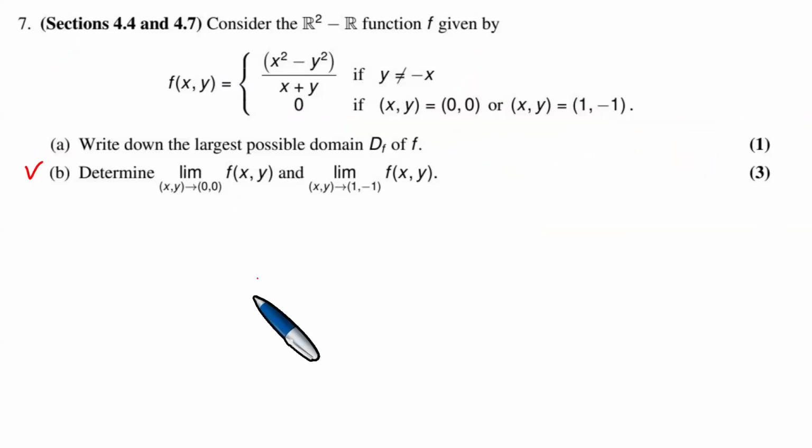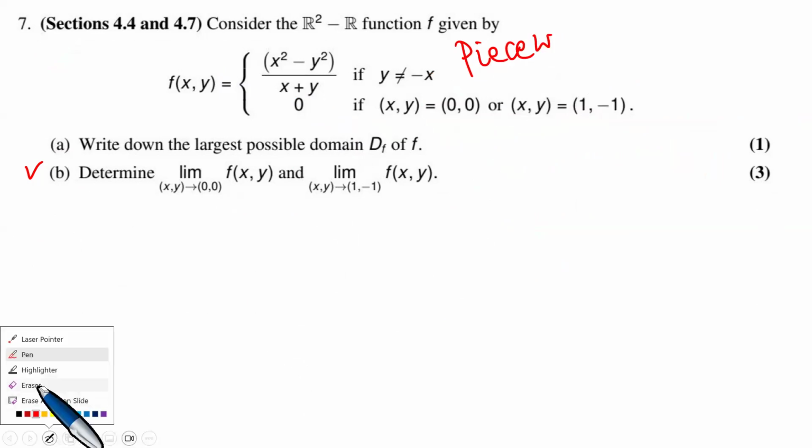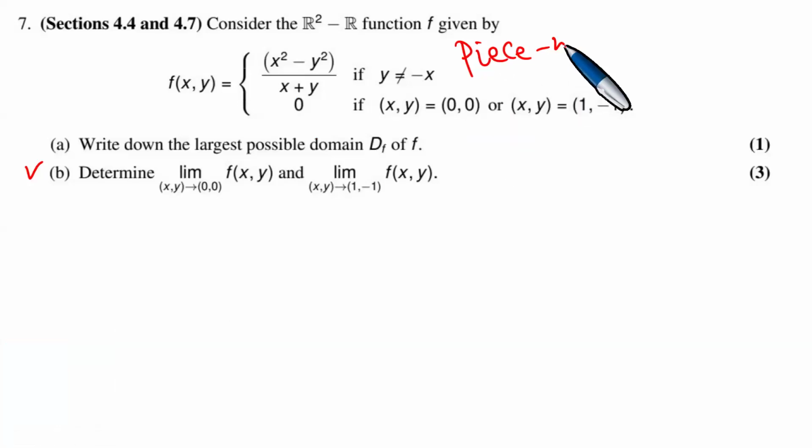The next question is part B, and in part B we're back to the limits. But now these are limits involving what you call a piecewise function. So determine the limit of these. Now determine the limit as x and y approach 0.